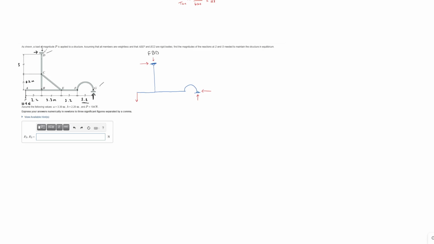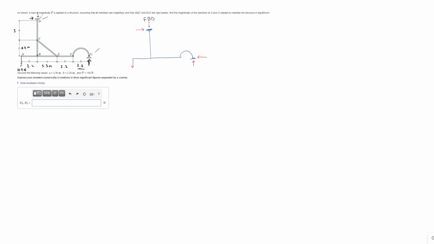The forces are tricky to see if they're going left or right or up and down. So you're going to be able to tell as we go on if you drew them in the right direction.